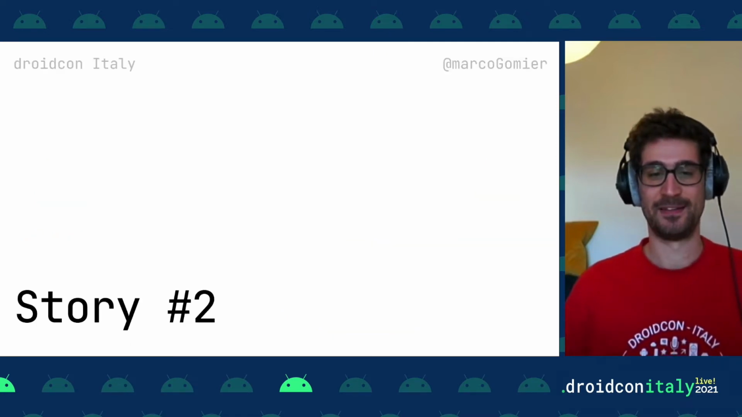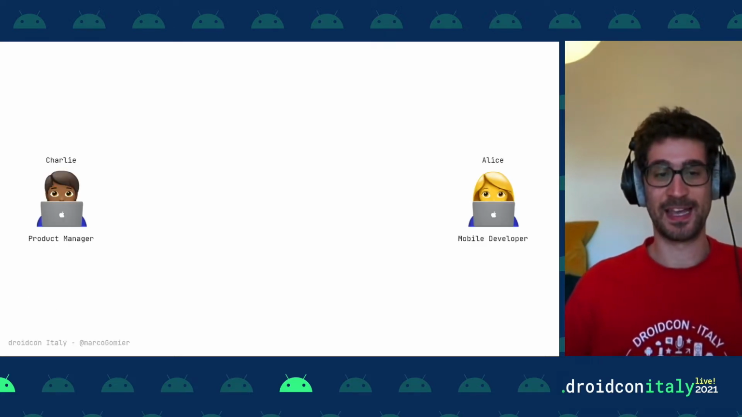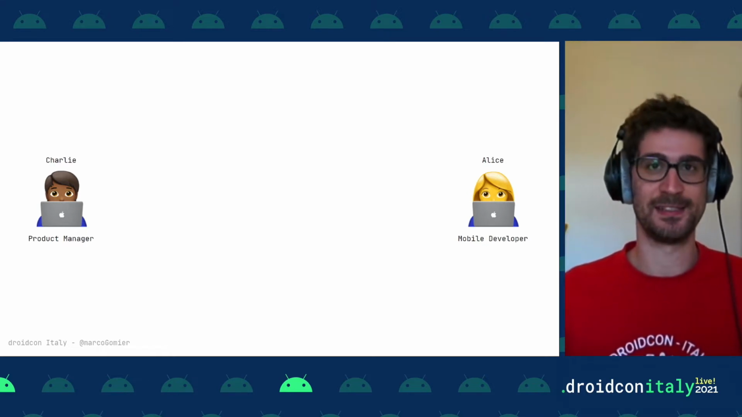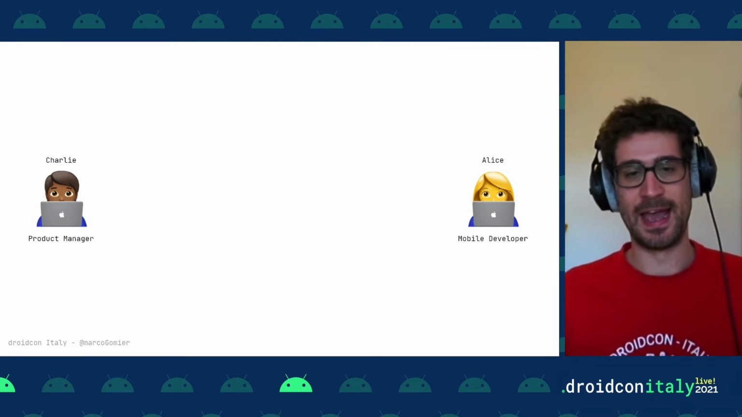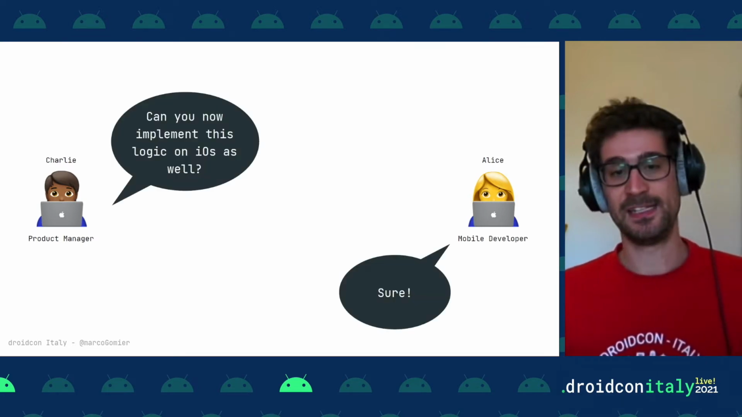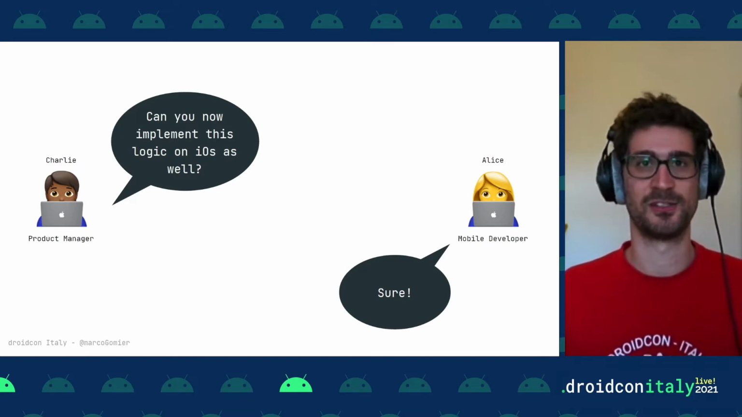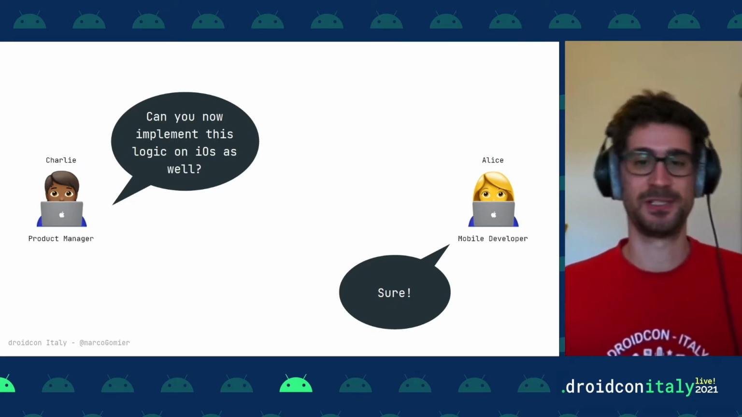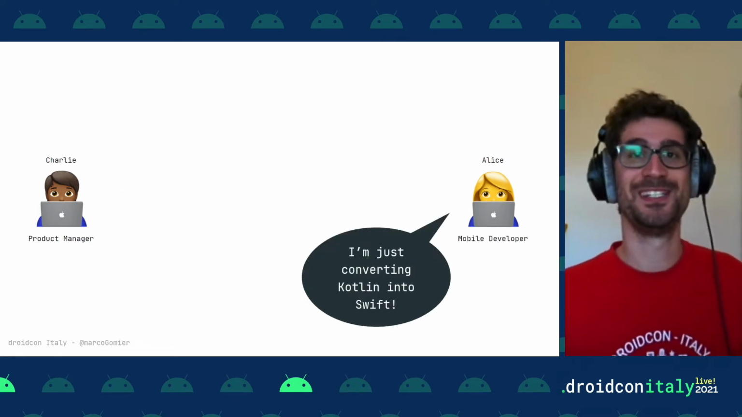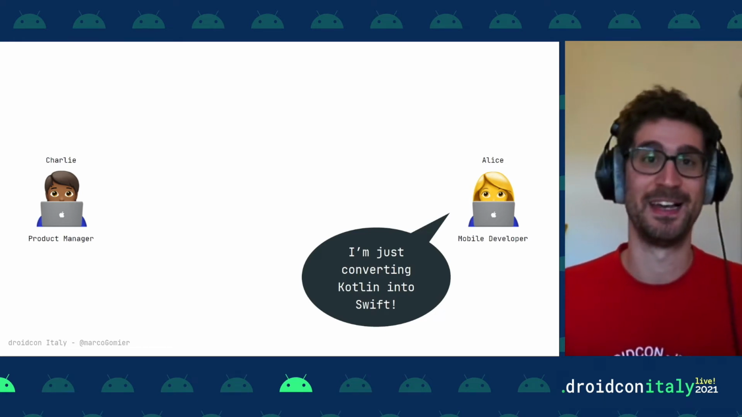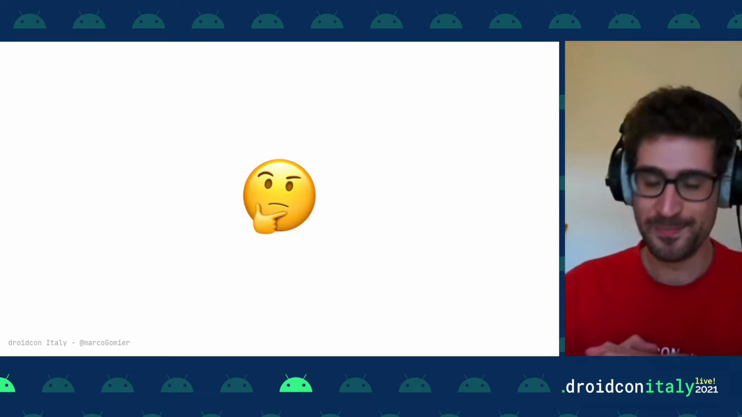Yeah, and another story just to start with. This time there is Charlie, that is the product manager, and there is again Alice, our mobile developer. And Charlie asked Alice to implement a new logic on iOS. And for Alice, it's not a problem because she's a mobile developer. She knows both the platforms. But she quickly realized that she's just converting plain Kotlin code into Swift. So it's kind of boring.